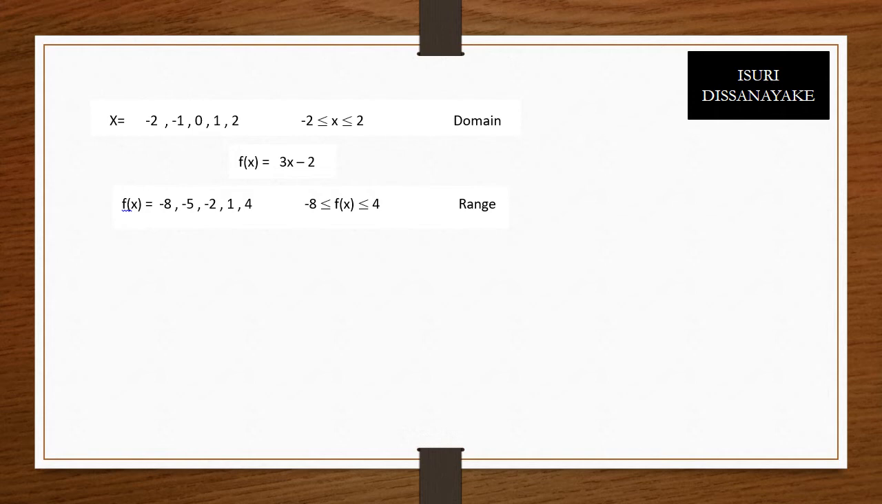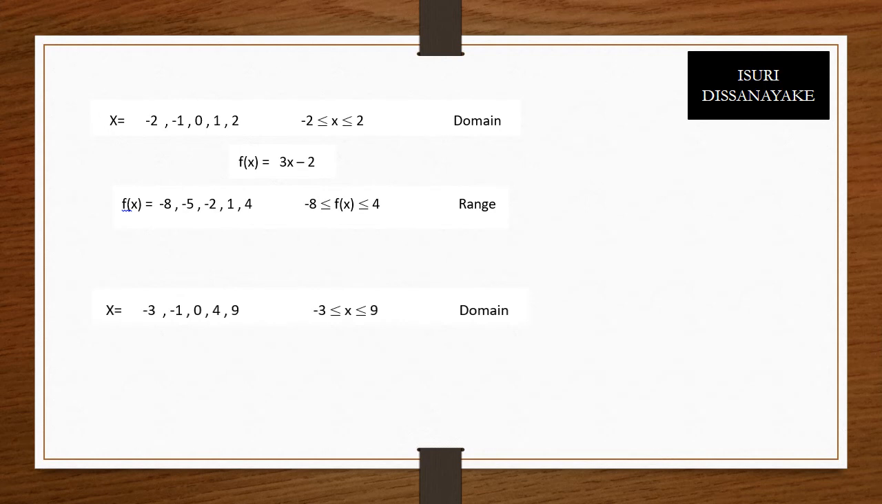How do you input? You input minus 2 into the function x. So it's 3x, which is 3 times minus 2, minus 6, minus 2. It becomes minus 8. You input minus 1, then it's minus 3 minus 2. It is minus 6. Sorry, it's minus 5. When you input 0, it's 0 minus 2, it's minus 2. When you input 1, it's 3 times 1, it's 3 minus 2, it's 1. When you input 2, it's 3 times 2, it's 6 minus 2, it's 4.